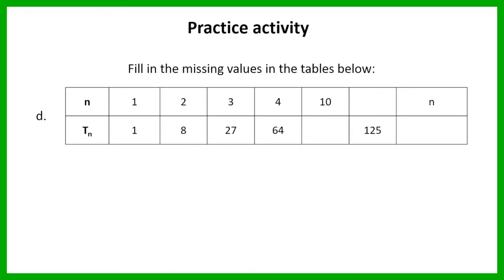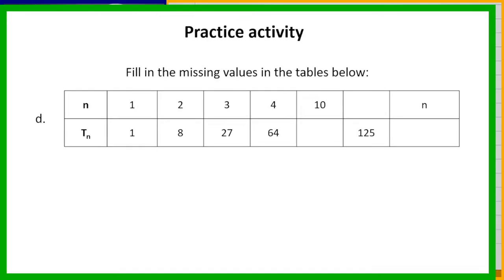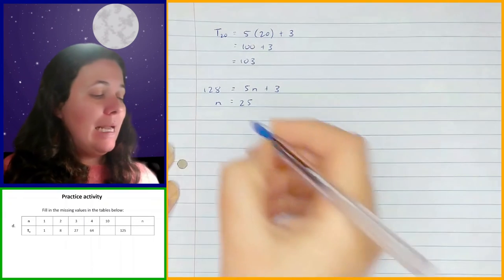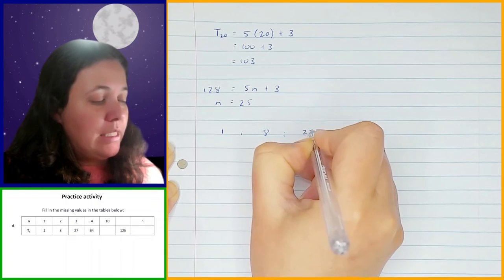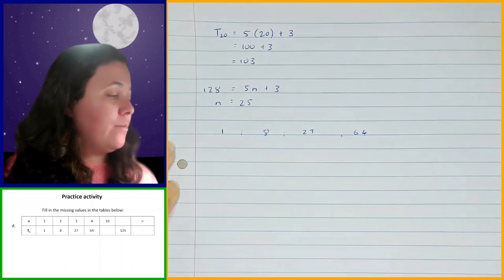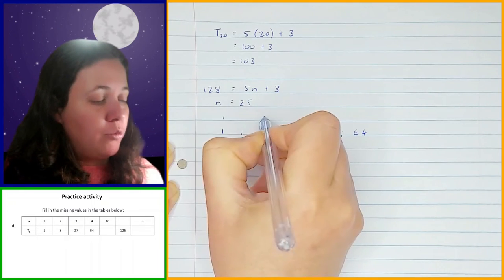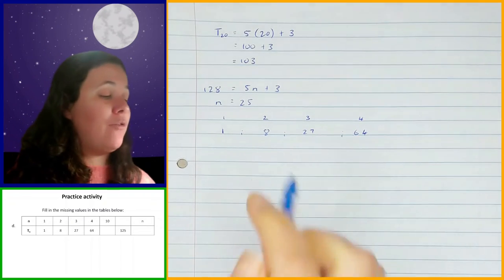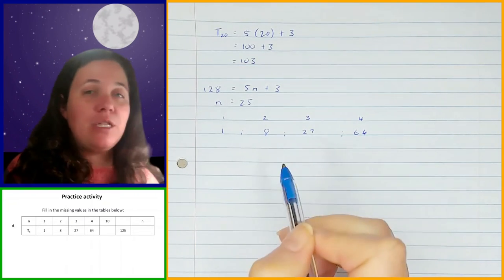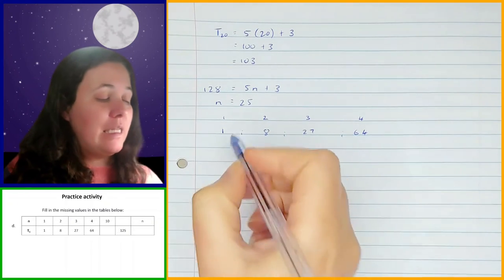Okay, so let's see what you got for this one, and let's see if you managed to figure it out. So first, let's have a look at our pattern. What is happening over here? So we're going from 1 to 8 to 27 to 64. Okay, so I'm going to go over here, and let's just examine this pattern. So we've got 1, 8, 27, 64, and this was term 1, term 2, term 3, and term 4. Okay, now you may have recognized these numbers, and if you did, that's great. If you didn't, we're going to get to that still.